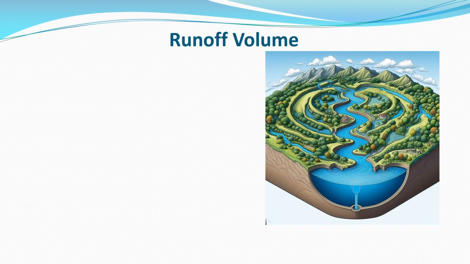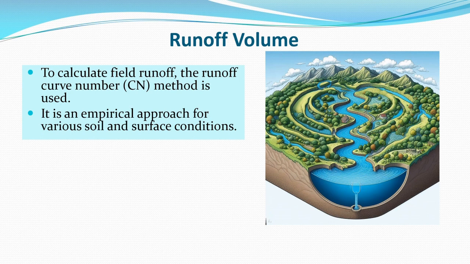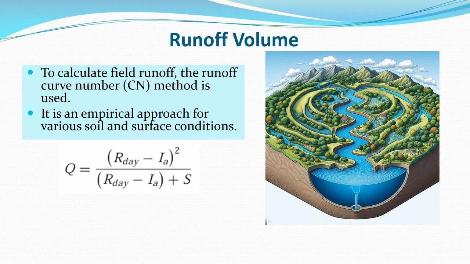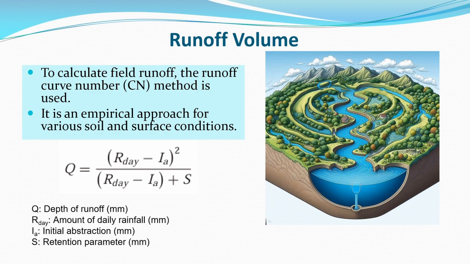Runoff volume can be computed using several methods. Here we will be using the runoff curve number method. It's an empirical approach for various soil and surface conditions. Q, which is the depth of runoff, can be calculated using this mathematical equation: amount of daily rainfall minus initial abstraction whole squared divided by amount of daily rainfall minus initial abstraction plus the retention parameter.